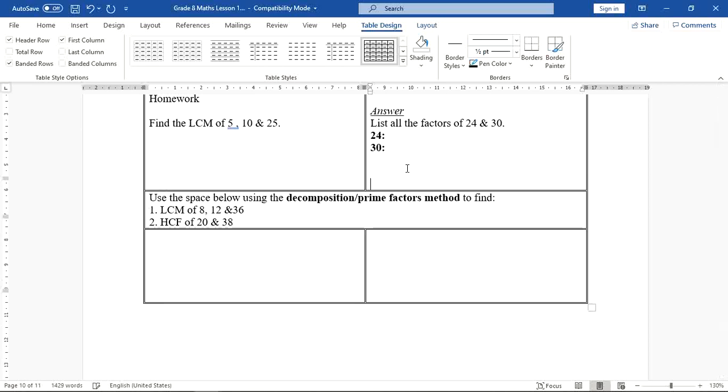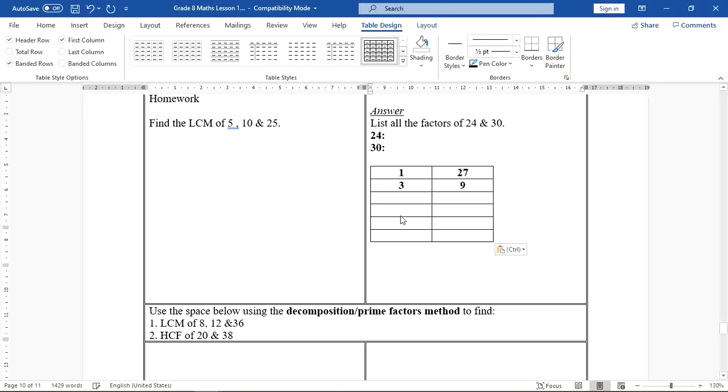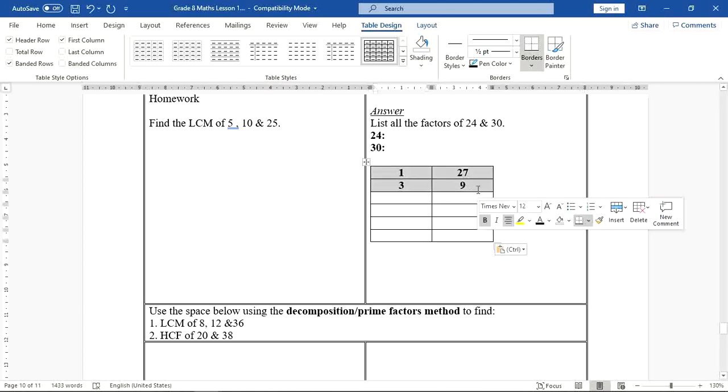So what do we do? We find all the factors of 24. Okay, can 1 go into 24? Yes. How many times? 24 times. Can 2 go into 24? Yes, because it's an even number. How many times? 12 times. Can 3 go into 24? Yes. How many times? That will be 8 times.